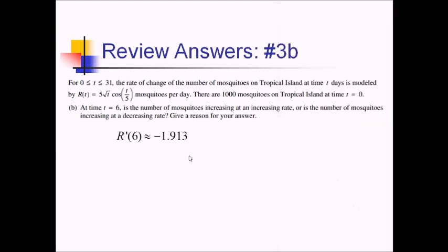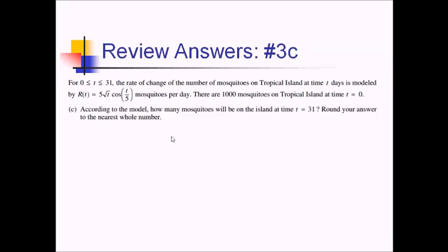Now, the important piece of information here is that this is negative. Therefore, the rate of mosquito, or the number of mosquitoes, is increasing at a decreasing rate. This is essentially concave down on the increasing end. So increasing at a decreasing rate.